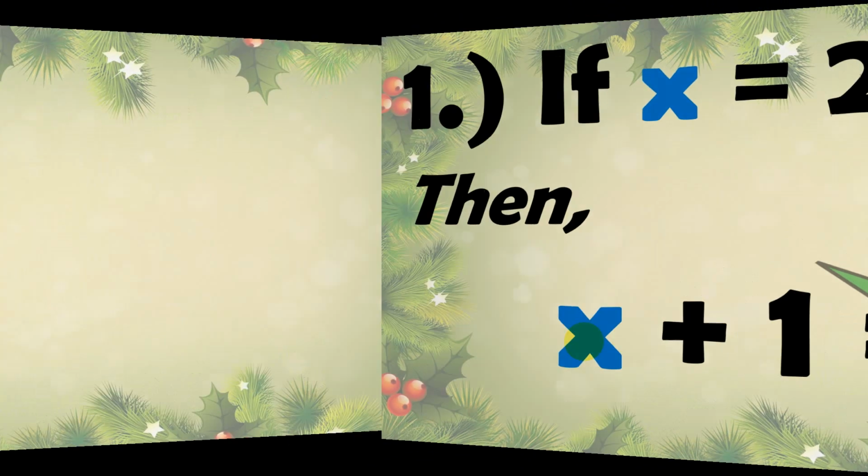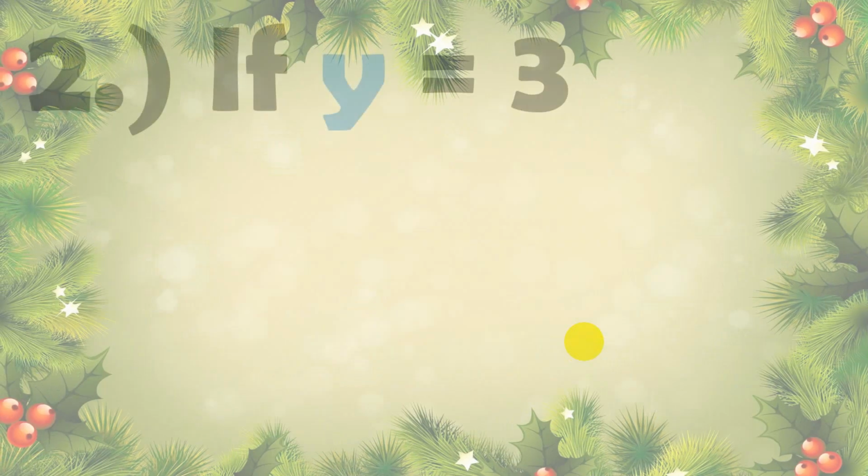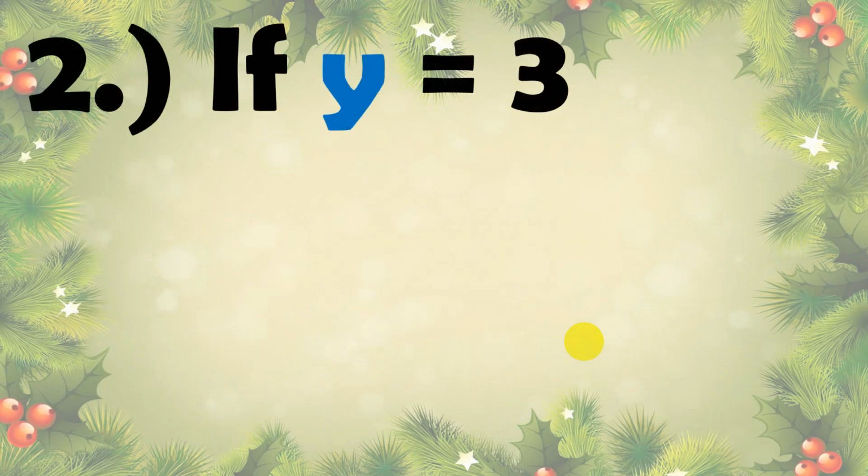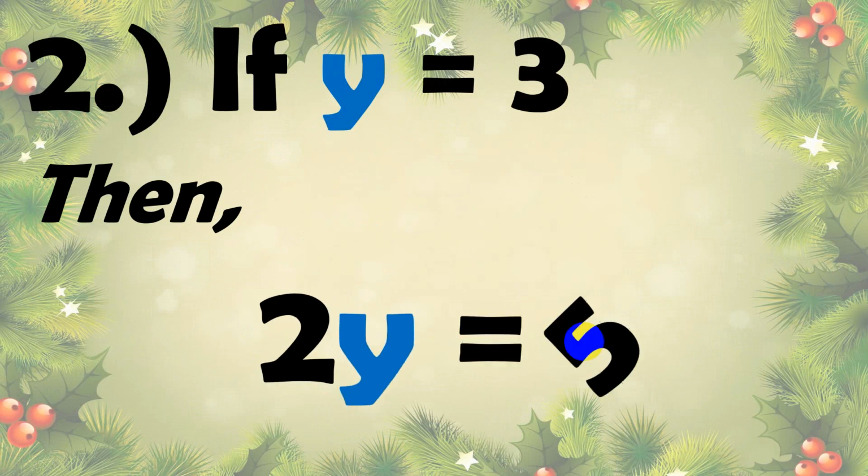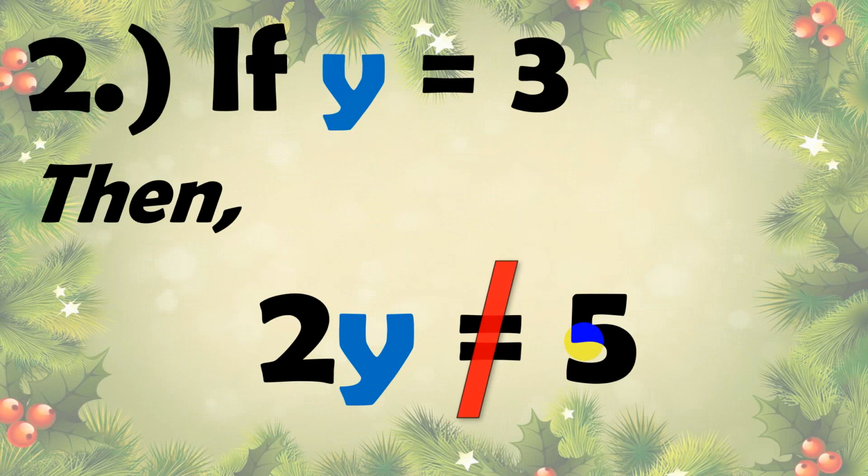Number two, if y equals 3, then 2y is equal to 5. Is it a fact or is it a bluff? That is a bluff, of course. That is not correct.